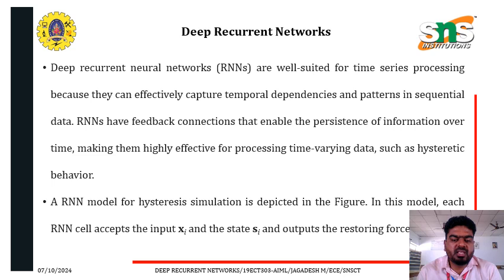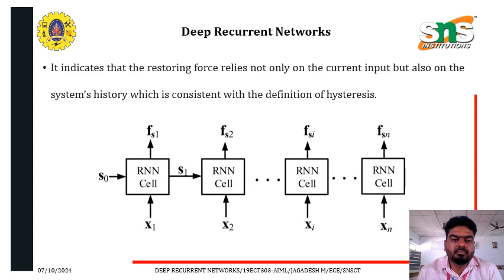An RNN model for hysteresis simulation is depicted in the figure. In this model, each RNN cell accepts the input Xi and the state Si and outputs the restoring force. So it indicates that the restoring force relies not only on the current input but also on the system's history, which is consistent with the definition of hysteresis. So here S0, X1, FS1 is one RNN cell, and it connects to the next cell through S1, and finally we have n number of RNN cells in this structure.